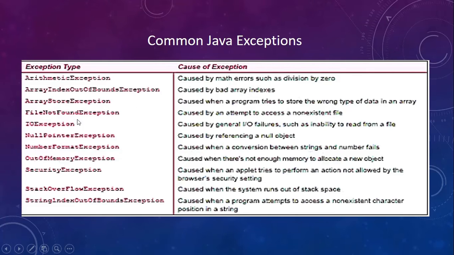There is file not found exception, which is caused by an attempt to access any non-existent file. There is IO exception, which is caused by general input-output failures such as inability to read from a file. There is null pointer exception, which is caused by referencing a null object. There is number format exception, which is caused when a conversion between a string and a number fails.